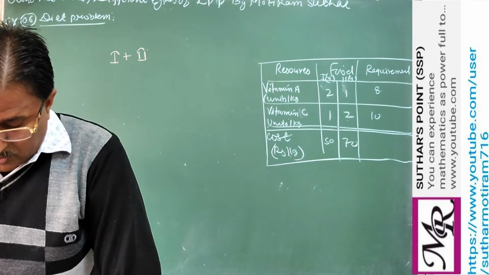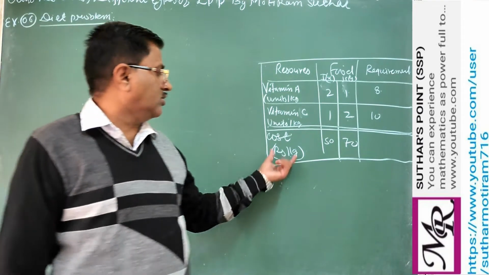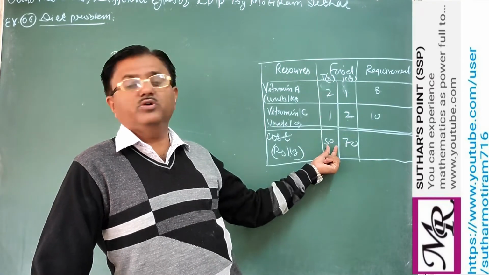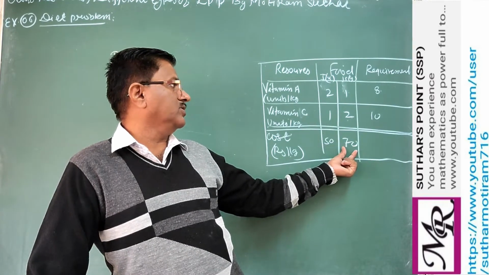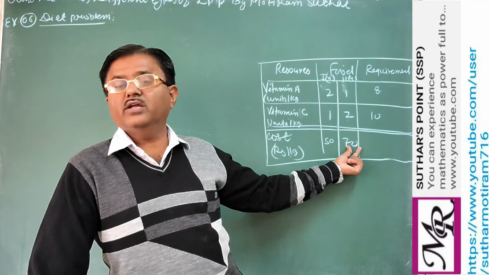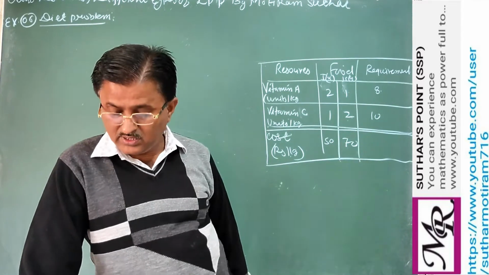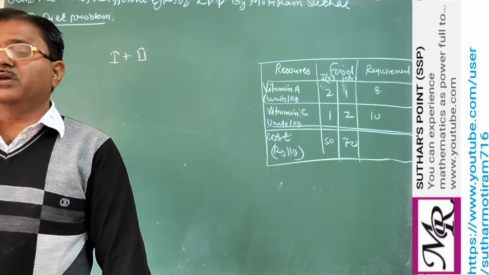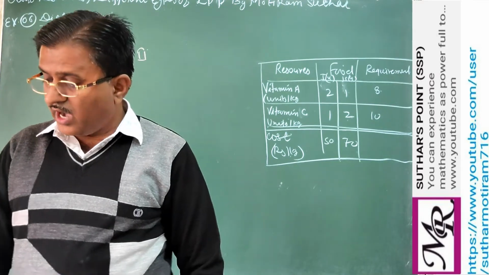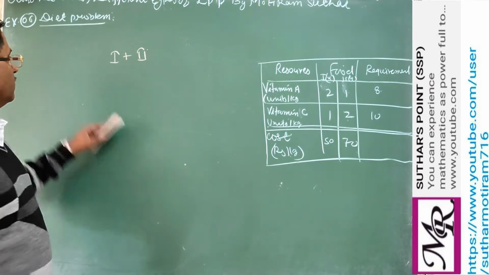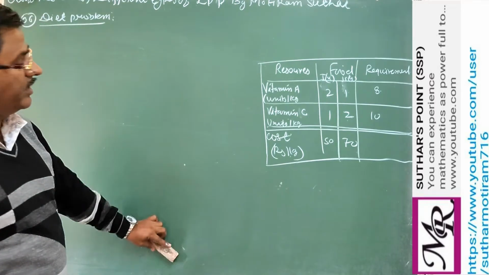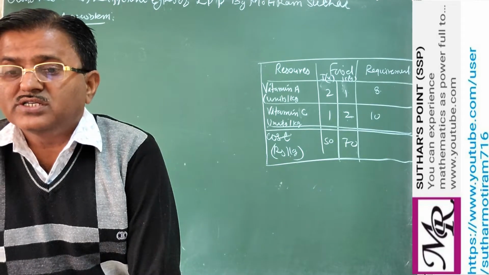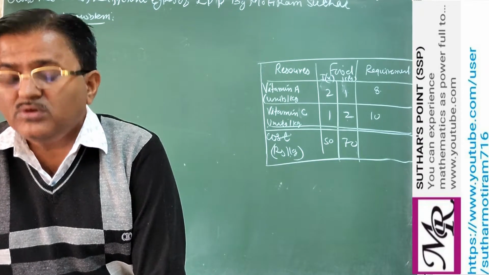It costs ₹50 per kg to purchase the first food. Now the cost of the food is given. If you purchase 1 kg of the first food, the cost is 50 rupees, and if you purchase 1 kg of the second food, it is 70 rupees. Clear? Now the question says to formulate this problem as a linear programming problem, that is, write it in mathematical form, and also to minimize the cost of such a mixture. So here our objective is to minimize.